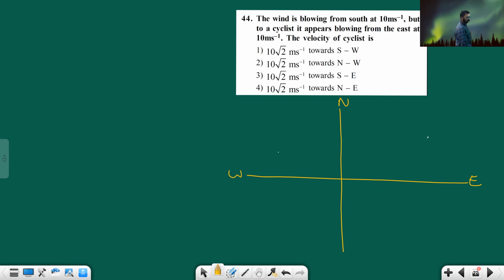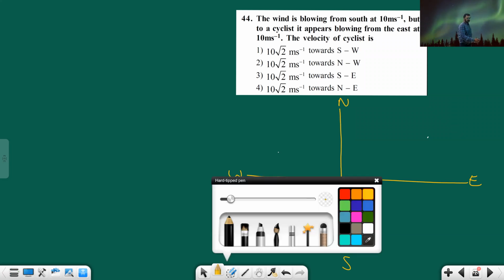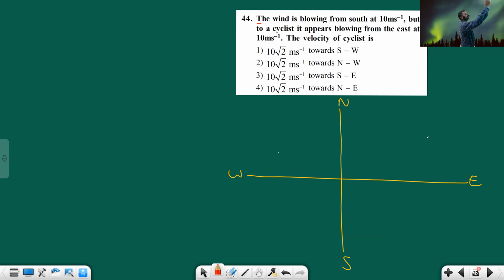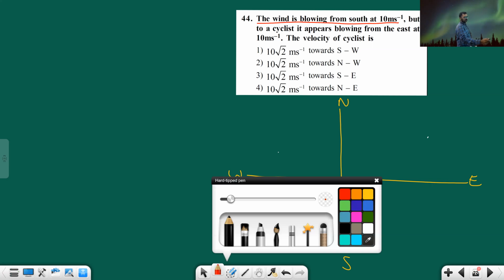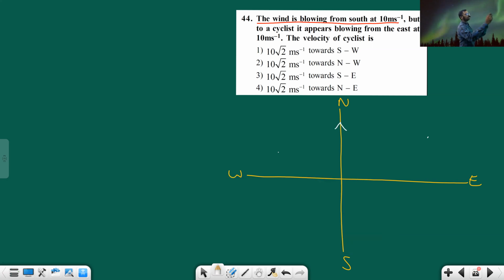Whenever the information is given related to east, west, north, south, first draw like that: east, west, north, south. In the question, they told in the first line, the wind is blowing from south at 10 meters per second. That indicates that it is blowing towards the north.